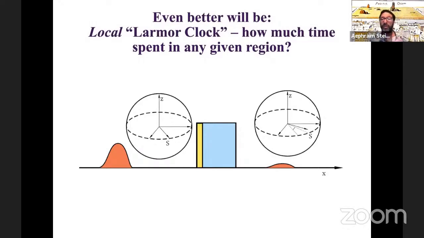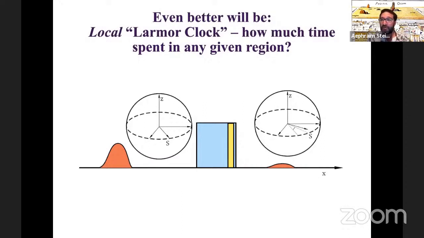Don't ask how much time the atom spent throughout the barrier. Ask how much time it spent just in this yellow region, or in this region, or this region, or this region. And find out, do transmitted and reflected particles have different histories? Here's the intuition. As thick as I make the barrier, eventually the reflected particle doesn't care. It was probably reflected in the first evanescent decay length.